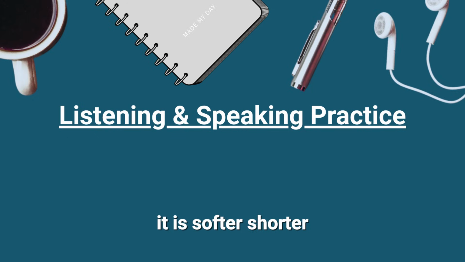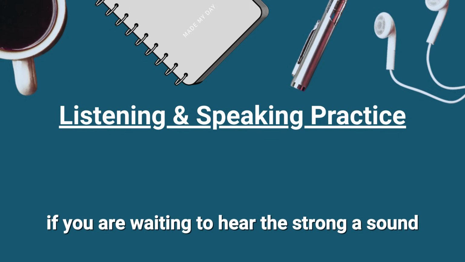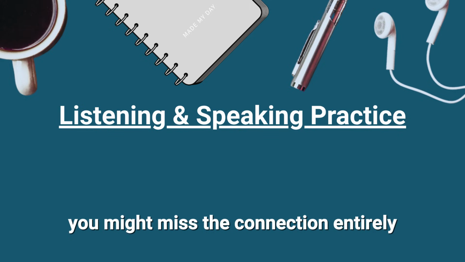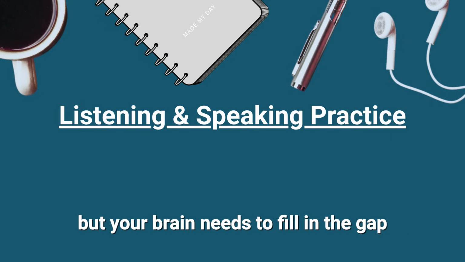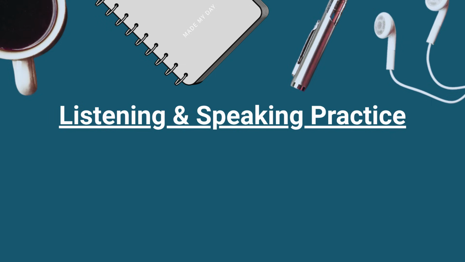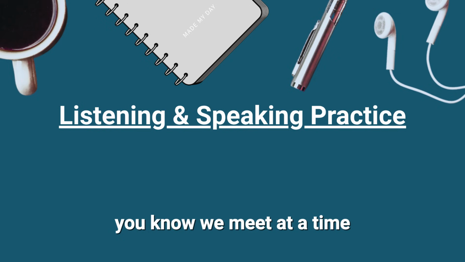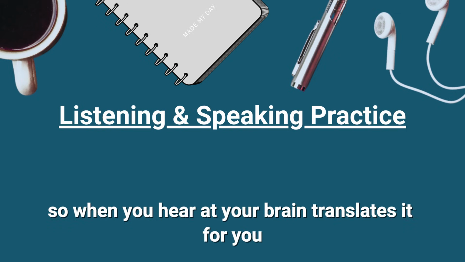It is softer, shorter. If you are waiting to hear the strong a sound, you might miss the connection entirely. You might hear see you 5 and wonder where the preposition went. But your brain needs to fill in the gap. You know we meet at a time, so when you hear ut, your brain translates it for you.